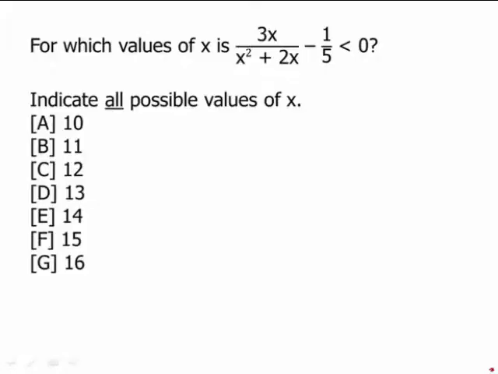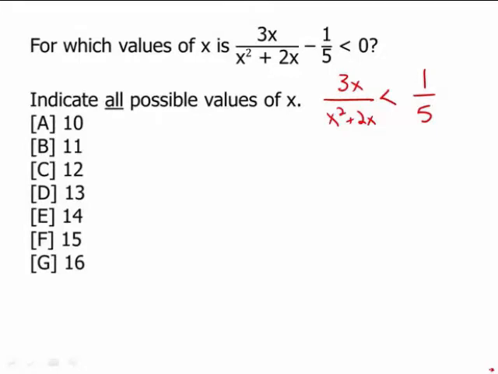Okay, so we're going to simplify this inequality a little bit. First of all, I'm going to move the 1/5 to the other side. So we're going to get 3x over x squared plus 2x is less than 1/5. And when is this true? Well, notice that all these values of x, all the possible values of x, are positive. So I'm just going to assume that we're only dealing with positive values of x.